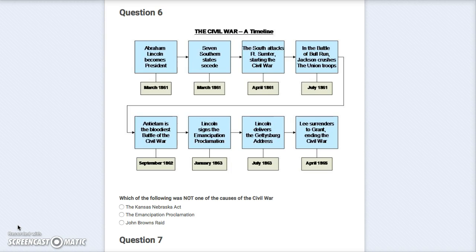When you're answering this question, look for all the answers in the timeline. Compare where the answers are in the timeline to the beginning of the Civil War. The question reads, which of the following was not one of the causes of the Civil War? The Kansas-Nebraska Act, the Emancipation Proclamation, or John Brown's raid?